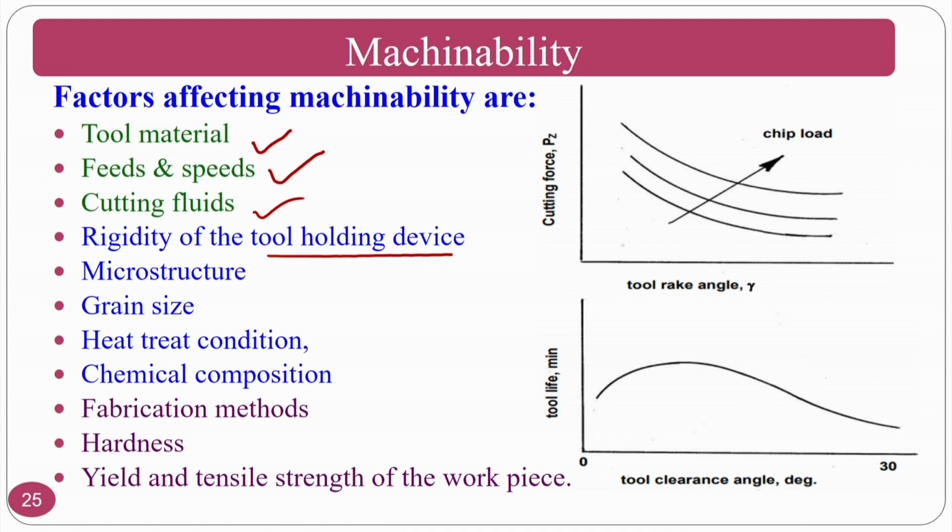If it is not held properly, it may deflect. If it deflects, my machining conditions will completely destroy the microstructure that I am going to get on the surface. Grain size of the machined surface, heat condition, chemical composition, fabrication methods, hardness, yield and tensile strength of the workpiece. Okay, many conditions will in fact decide the machinability.